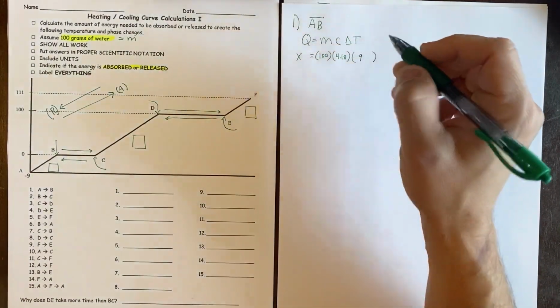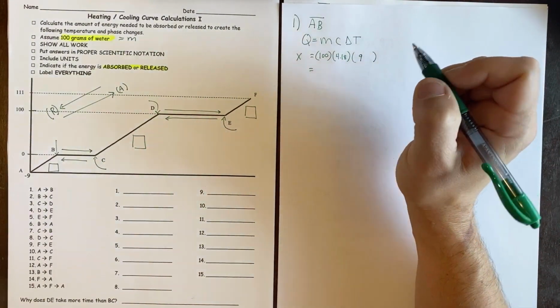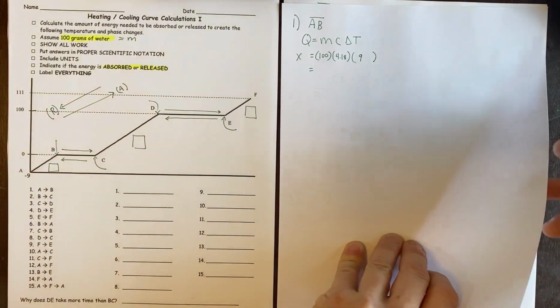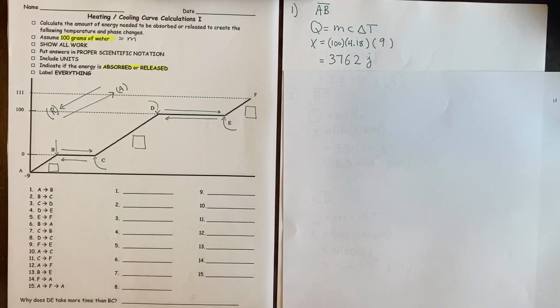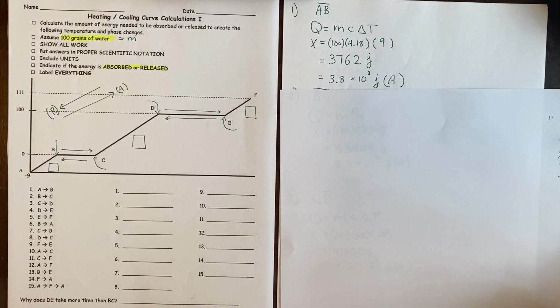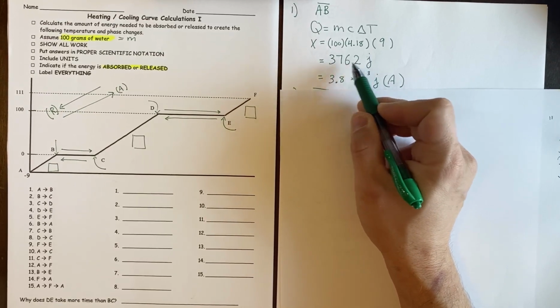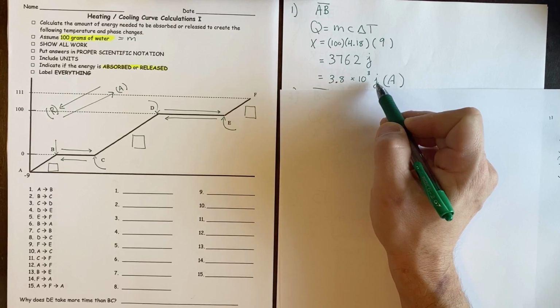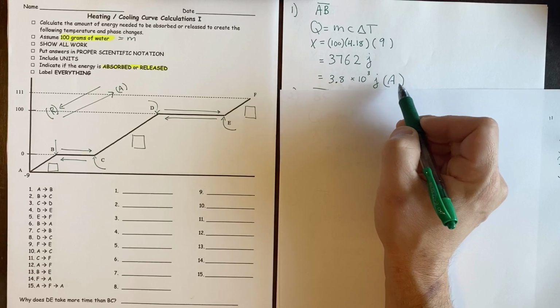Then you do your math, and you're going to get some number. I don't have a calculator with me, but I do have it pre-done. You'll get 3,762 joules. You are then going to put that in scientific notation, which for this, we can just round it. It would be 3.8, because the 6 rounds the 7 up, so it would be 3,800, or 3.8 times 10 to the 3 joules. And because we're going up the curve, it's in the endothermic direction, that would be absorbed.